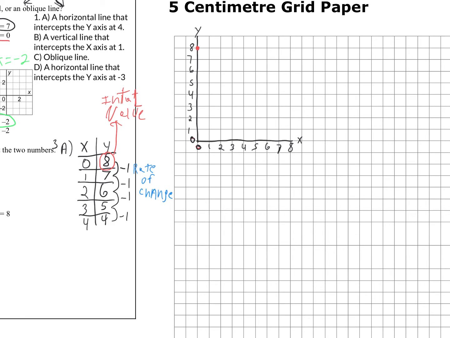Then when x is 1, y is 7. When x is 2, y is 6. When x is 3, y is 5. When x is 4, y is 4. And if you want, we can continue this pattern even though it's not in our table. Actually, no, we'll complete our line. So it asks next, should we join the points?